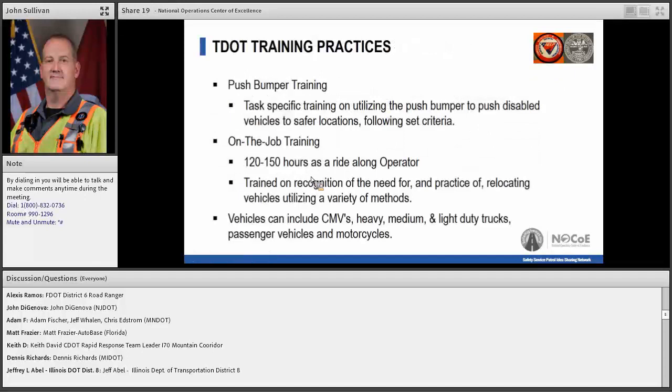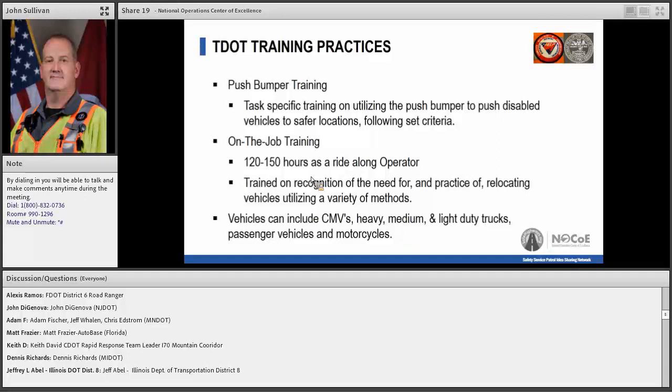So with our training practices, all of our employees do have specific push bumper training that we do in-house, and it's mostly all on-the-job training. A lot of it's task-specific training on relocating vehicles. We've definitely picked up the pace on relocating vehicles, not just with the push, pull, or drag methods, but I'm sure nationwide everyone agrees there are other means that we would consider relocating vehicles.